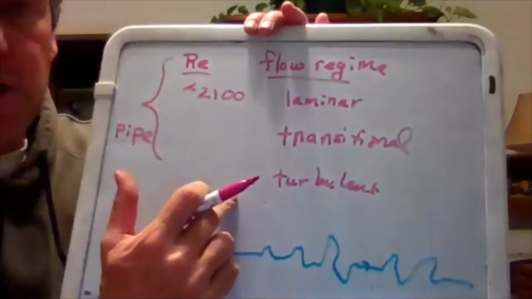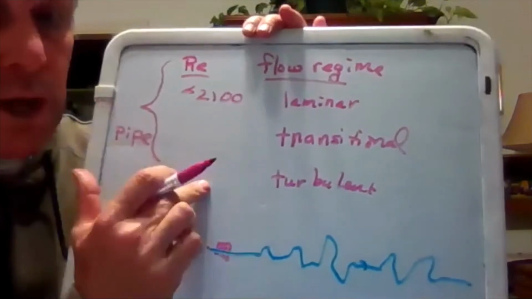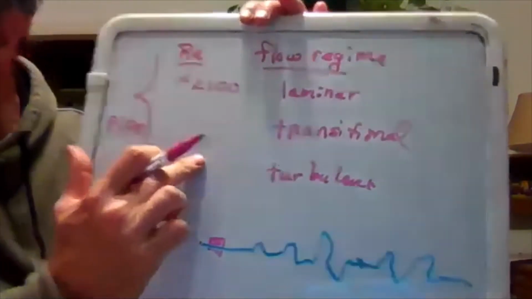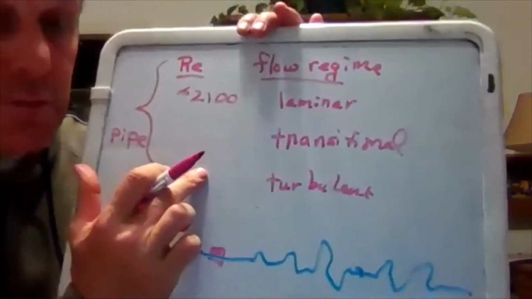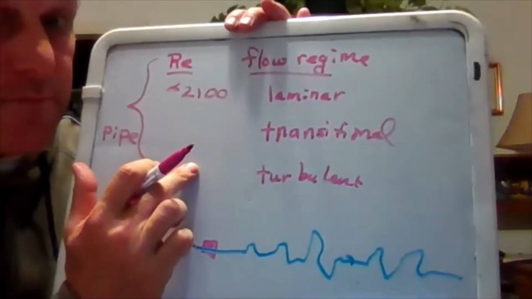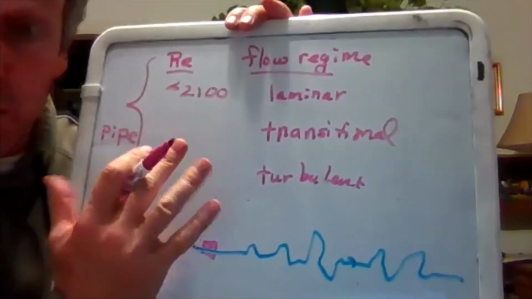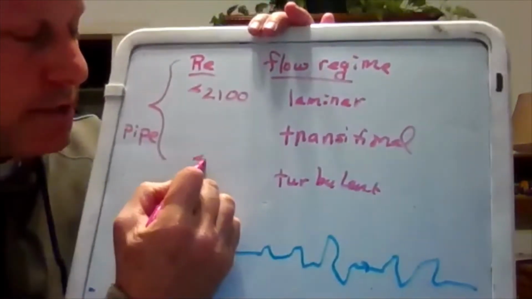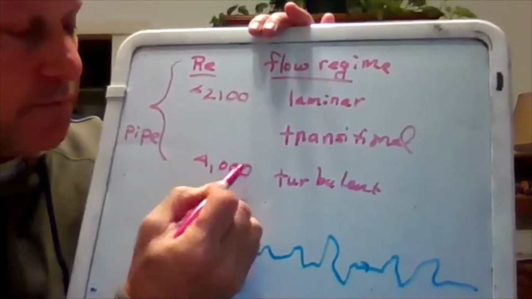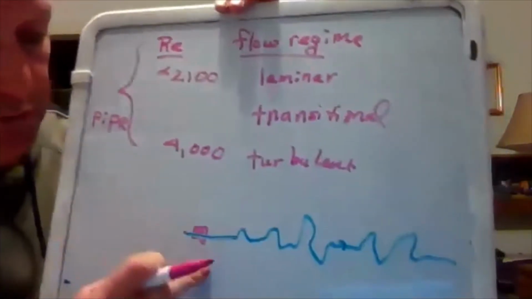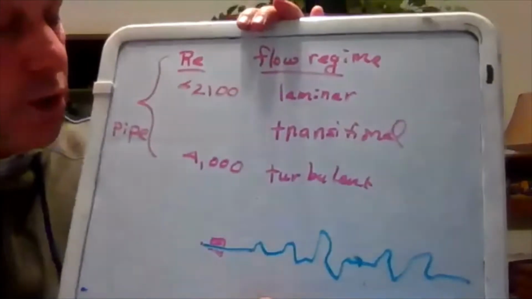Okay, how high do you have to go to get turbulent? Well, your book has a specific number. It is a little bit different than what I'm used to for pipe flow that I see out in industry, but we're going to go with the book's number. So the book has 4,000 as the cutoff. If you get up to 4,000, you've got that turbulent type flow.